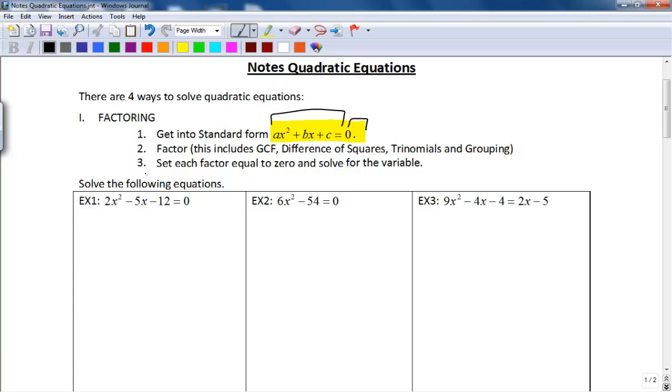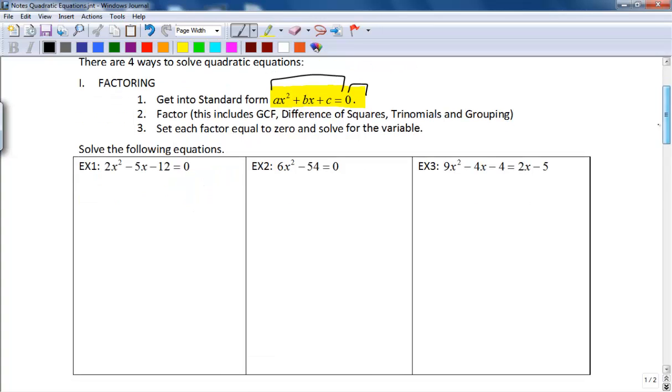Well, how do you factor? Those are just hopefully reviewed for you. You do greatest common factor. If you have 2 terms, you see if you have the difference of squares. You factor your trinomial, or if you have 4 terms, you do grouping. So again, all that's going to depend on what's given. And then once you factor, you're going to set each one of those factors equal to 0 and solve for the variable. So let's look at number 1.